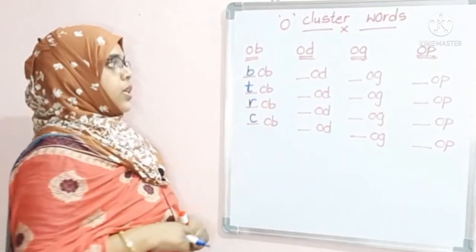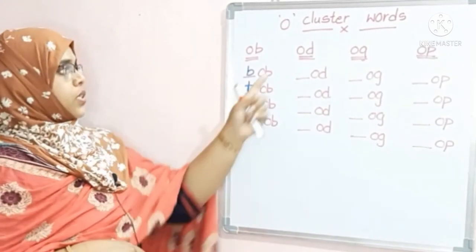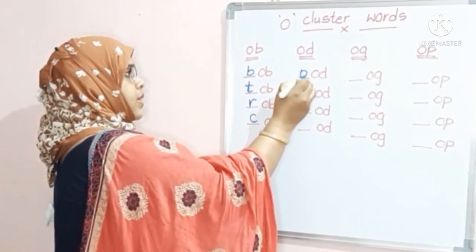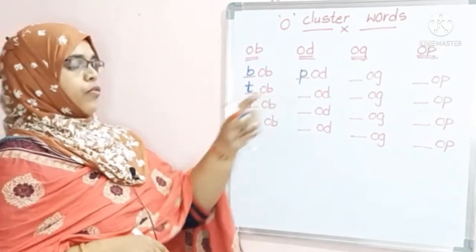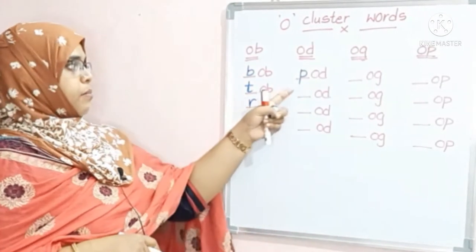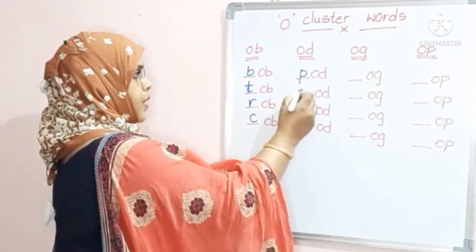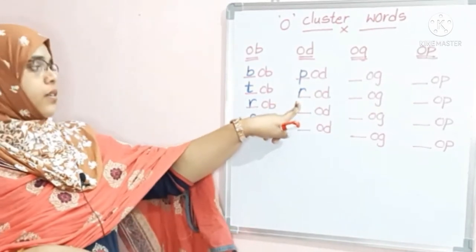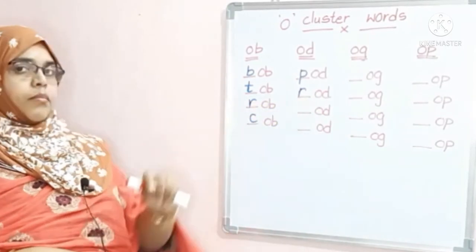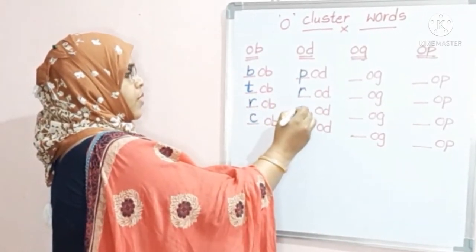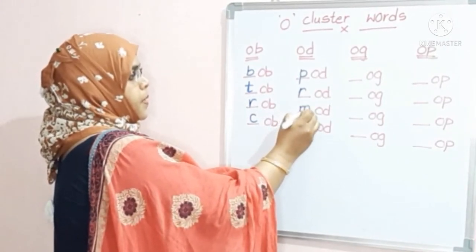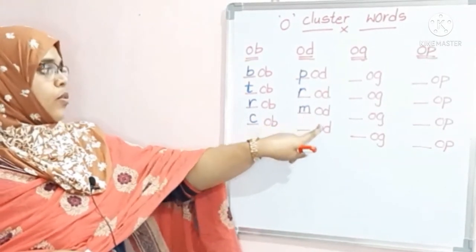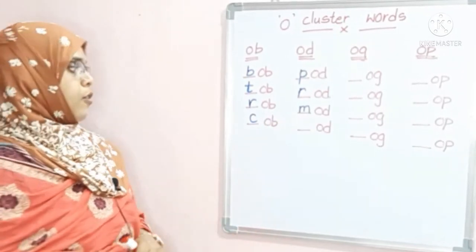Now coming to the next cluster, that is OD. If you write letter P here, the sound of P is P. P, OD becomes POD. This is letter R. The sound of R is R. R, OD becomes ROD. This is M. Sound of letter M is M. M, OD becomes MOD.